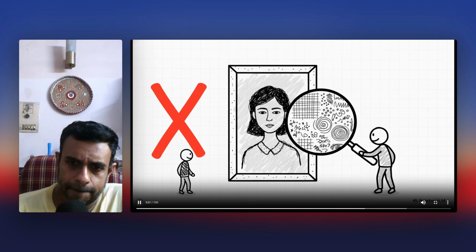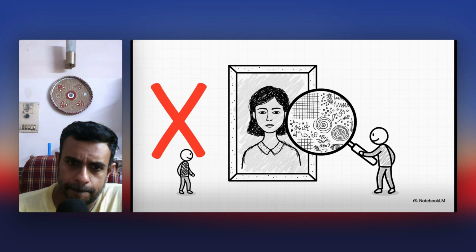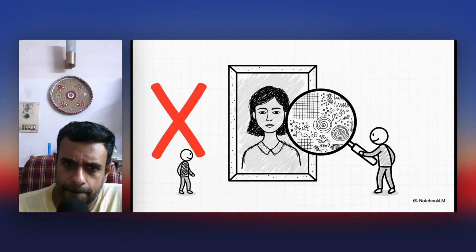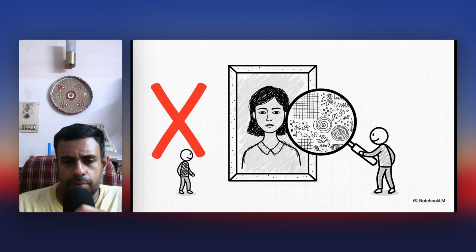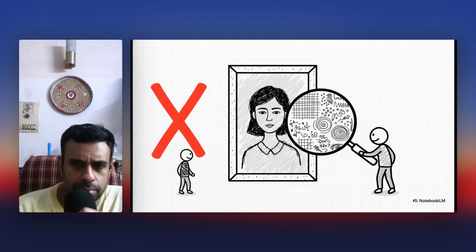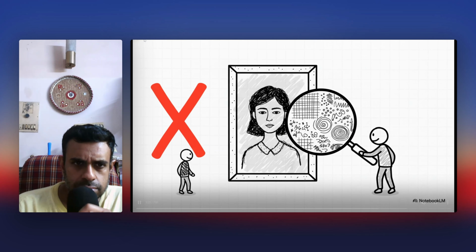...trying to spot a forged painting. They don't just stand back and stare at the subject, the person, or the landscape. No, they get up close. They pull out a magnifying glass. They analyze the specific texture of the canvas, the chemical makeup of the paint, the unique way the brush strokes were applied. That is exactly what this method does for digital images.